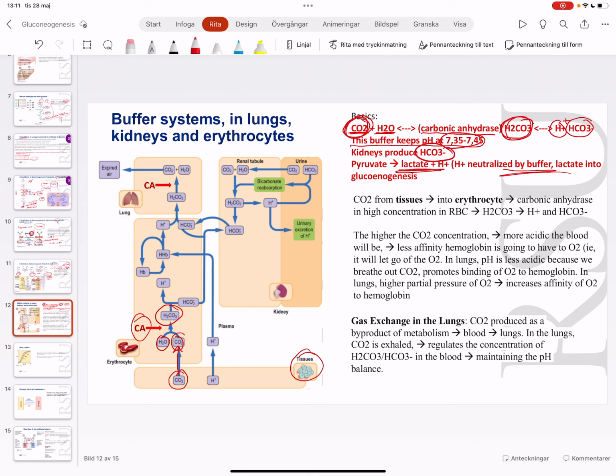So in the lungs, the higher the carbon dioxide concentration is, the more acidic the blood will be, and this also means that there will be less affinity of hemoglobin to oxygen, so the hemoglobin will not let go of the oxygen, meaning that the hemoglobin has higher affinity to the oxygen. And we will talk about the diseases that are caused due to this.